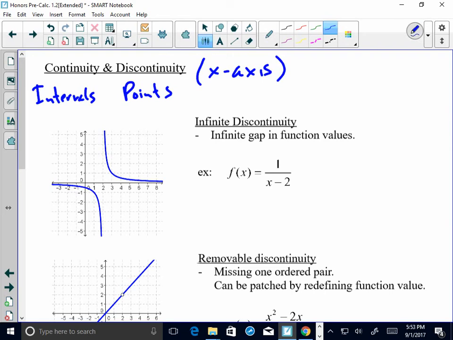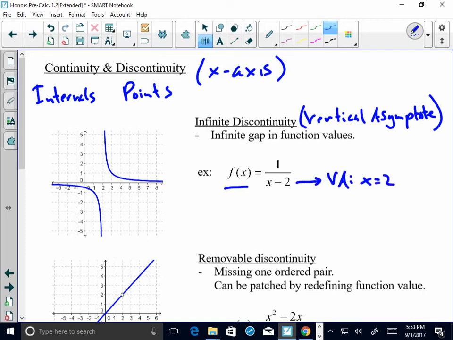The first type of discontinuity we're going to look at is infinite discontinuity, and we're going to say that we have infinite discontinuity where we have a vertical asymptote. So right here, for our first function, 1 over x minus 2, we can say that we have a vertical asymptote at the x value of 2. And if we take a look at the graph of the function, we can see a very clear break in the ordered pairs, right? Where at x equals 2, we do not have ordered pairs connected.